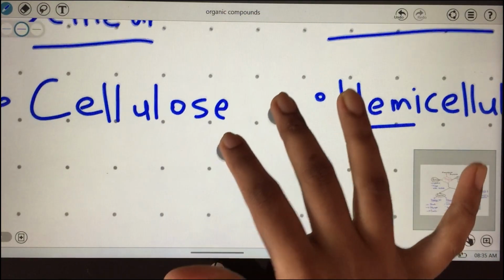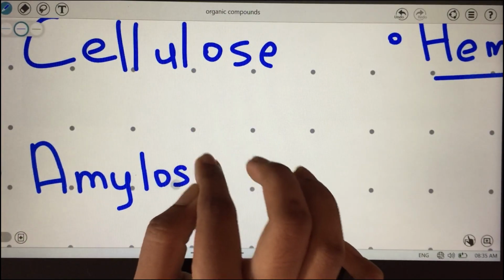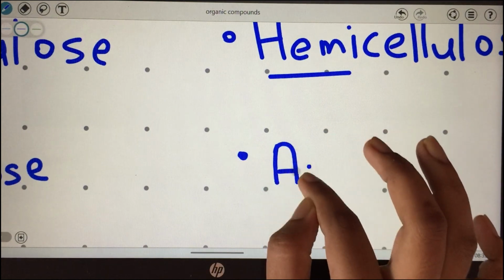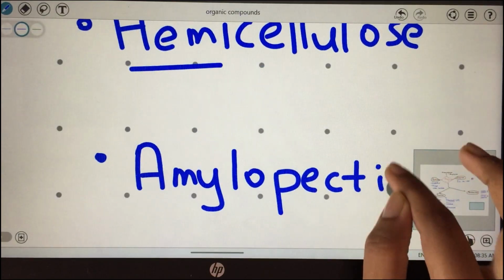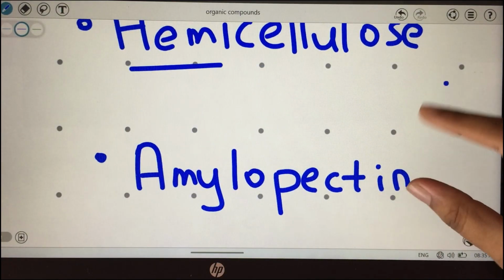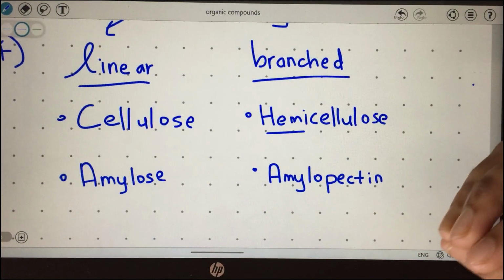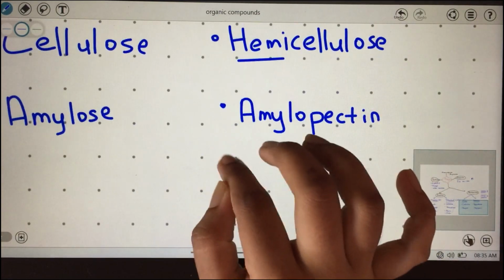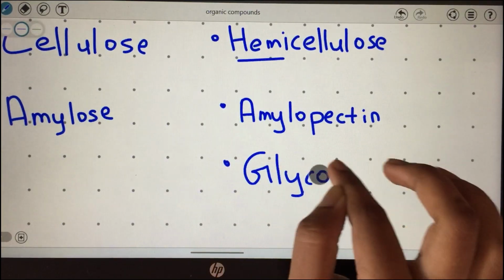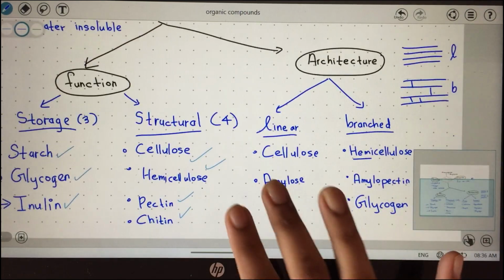Same thing, amylose comes as linear, whereas amylopectin comes as branched. Amylopectin sounds very complex, so this is not how you really remember it, but once you see hemicellulose and amylopectin, they sound more complex, so you can remember those are branched forms. And then you also have glycogen for branched form. Glycogen also sounds somewhat heavy, right? These are just a gut feeling, they sound branched. That's what I'm saying. Okay, so now remember this.